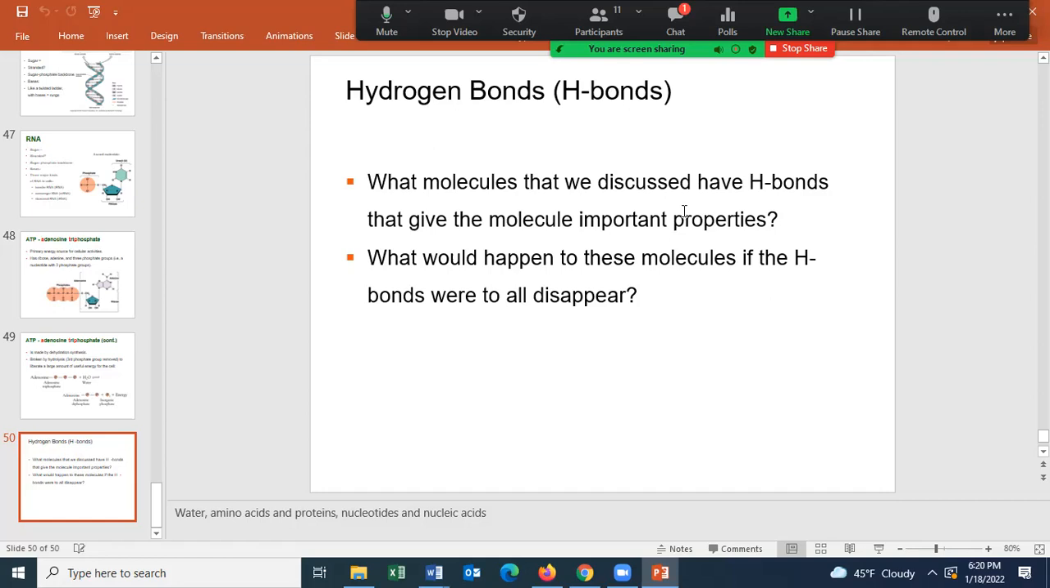Carbohydrates have hydrogen bonds in them as well. So those would break. So life as we know it would not work. And obviously the earth would no longer be an environment where life could live. We no longer had liquid water. Just telling you how important hydrogen bonds are.